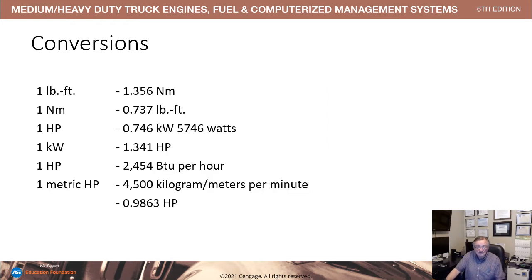The conversions, these are conversion charts that you can go to foot-pounds, Newton meters, horsepower, kilowatts, horsepower into British thermal units, BTUs, and a metric horsepower, which is a kilogram meters per minute.